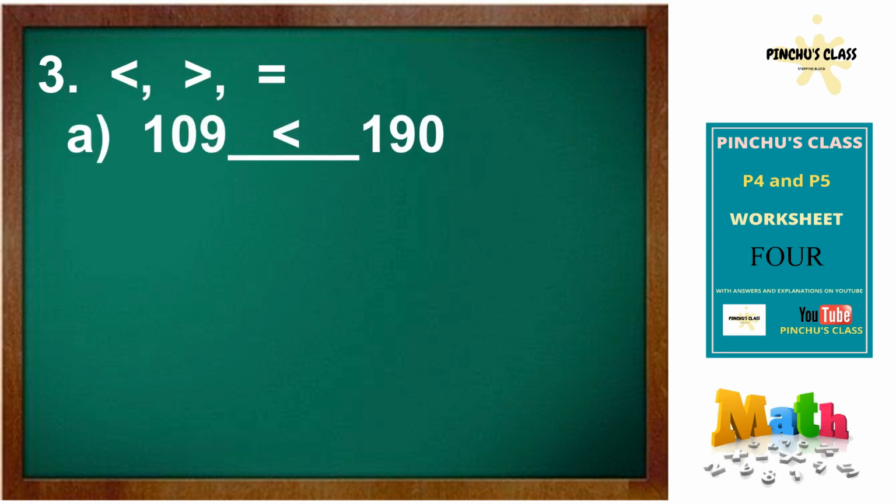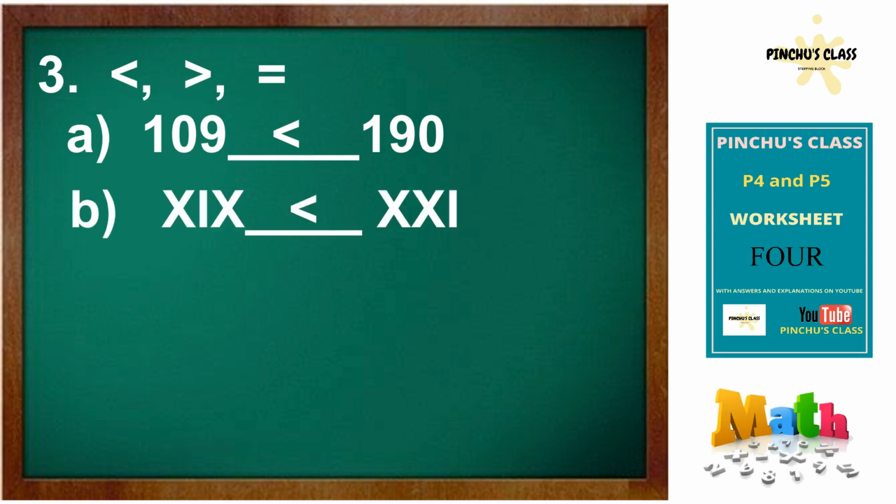We are using less than, greater than or equal to complete the following statements. The first one is 109 and 190. Now 109 is less than 190, so we're going to use less than there. And then we have those 2 Roman numerals, XIX and XXI. The first one is 19 and the second one is 21. So 19 is less than 21.